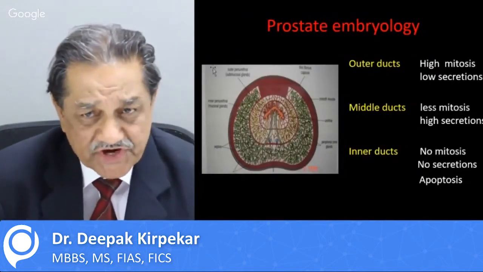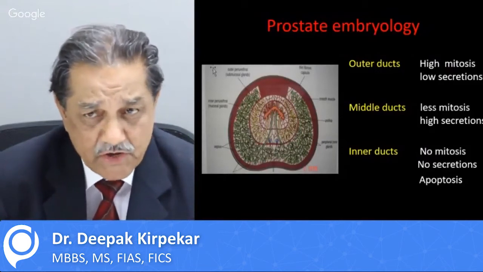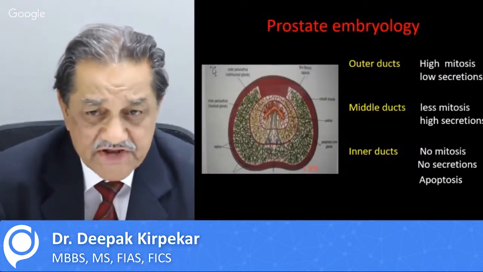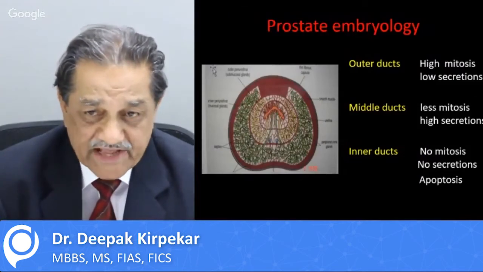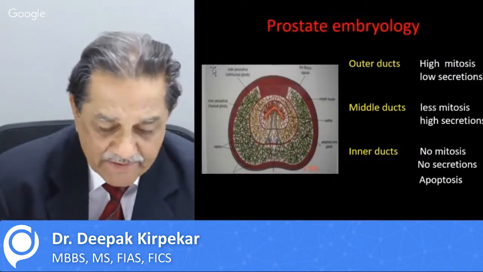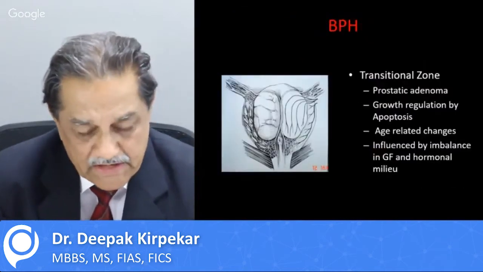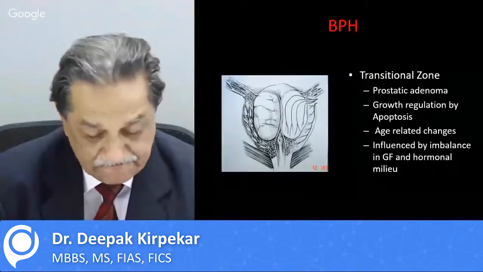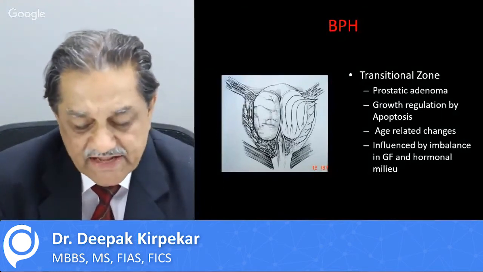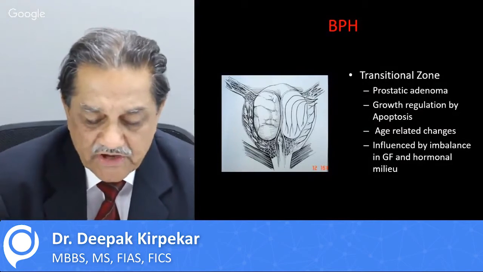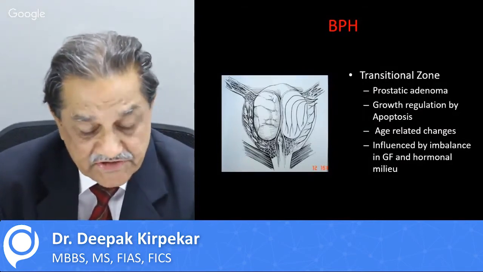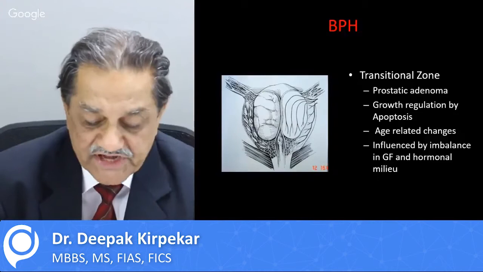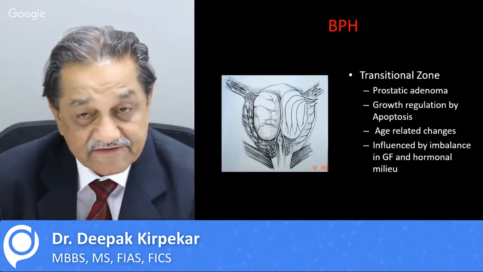If you look at the cell structure, outer ducts have high mitotic activity, low secretions. Middle ducts have less mitosis but high secretions, but we are most concerned about inner ducts, which have no mitosis, no secretions, but they are programmed for apoptosis, which is programmed cell death. Prostatic adenoma primarily develops from the transition zone, which is of our interest. Its growth is regulated by programmed cell death, in other words, apoptosis, and this zone undergoes lots of age-related changes, which are in turn influenced by imbalance of growth factors and hormones, which continue to change as the man progresses through his decades of life.